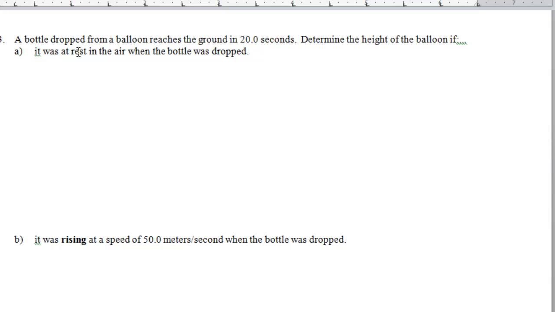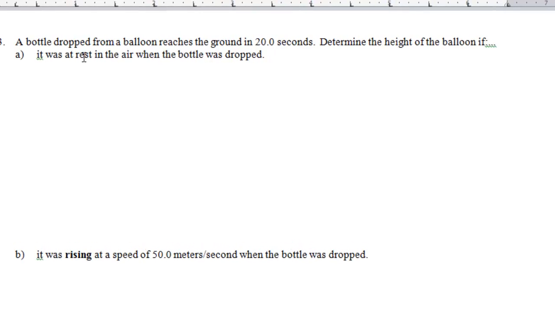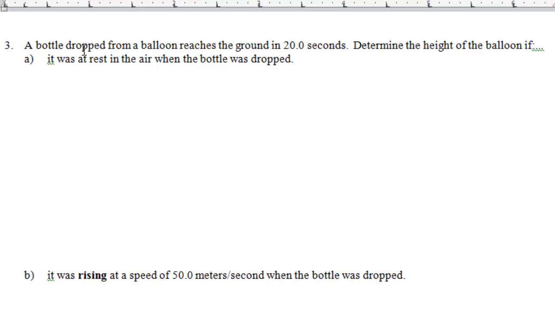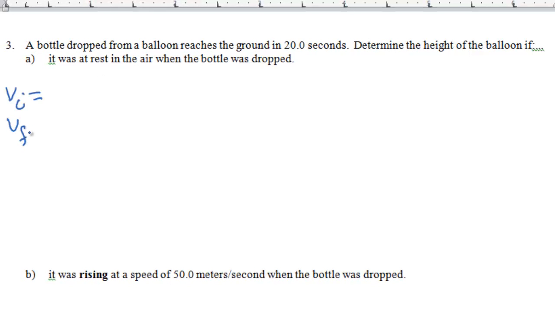Okay, question number 3: a bottle dropped from a balloon reached the ground in 20 seconds. Determine the height of the balloon if it was at rest. In part A, there is V initial, there is V final, there is the time, there is the displacement, and there is the acceleration. In the case of free falling objects, the acceleration is 9.8 or negative 9.8 meter per second squared downward. Now here the bottle dropped from the bottom of the balloon, and we are told that it was at rest in the air when it was dropped.